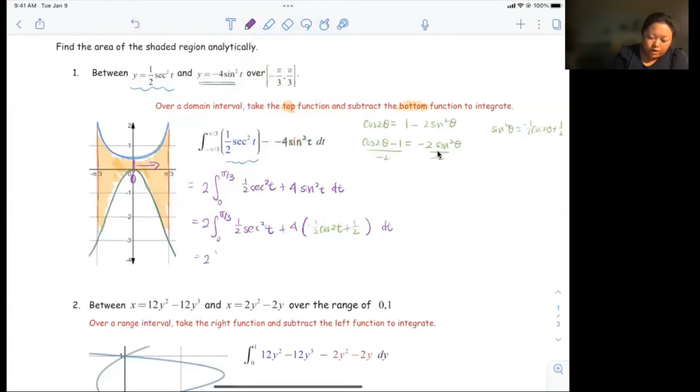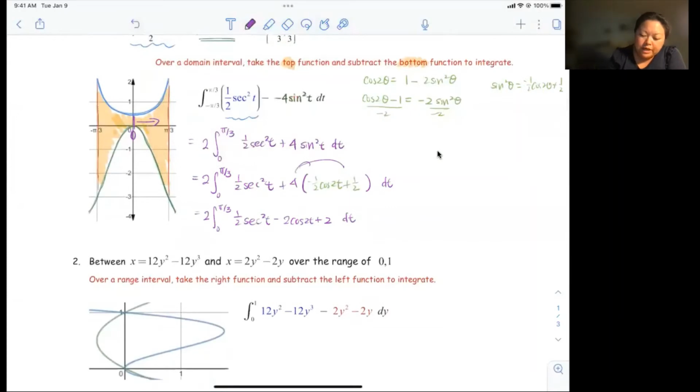Okay, so go ahead now. I'm going to clean up more. I'm not ready to take the antiderivative yet. Right, so I'm going to distribute the 4. I get -2 cosine 2t plus 2 and then dt. Okay, now I am ready. I can go ahead and take the antiderivative.